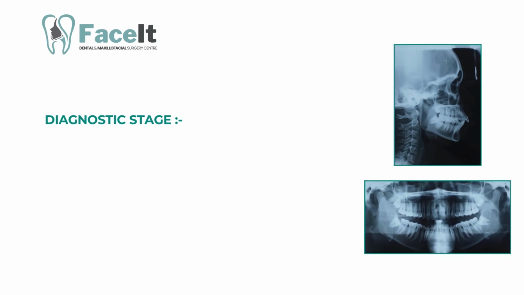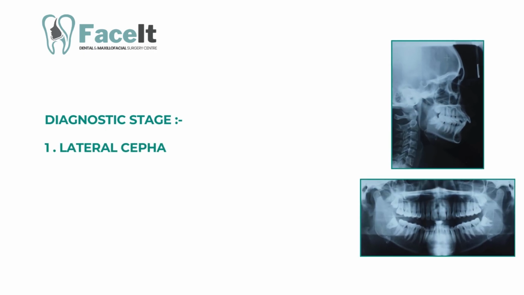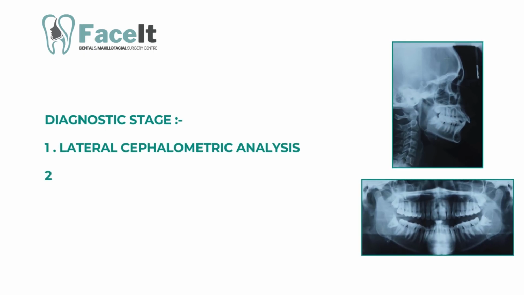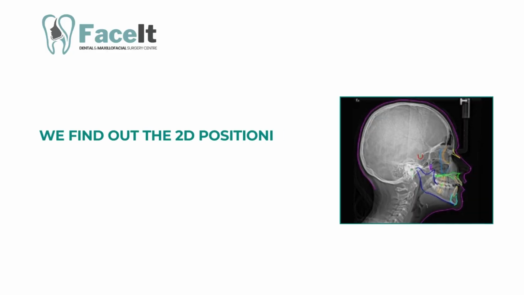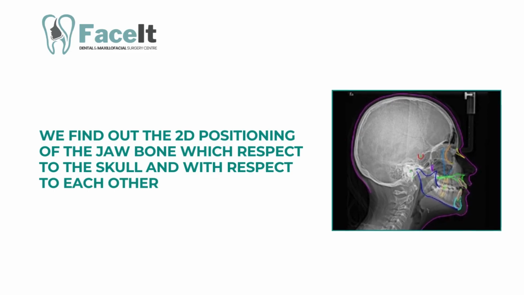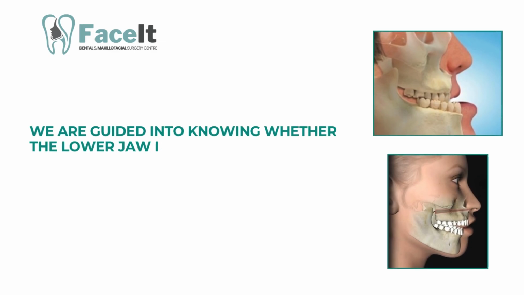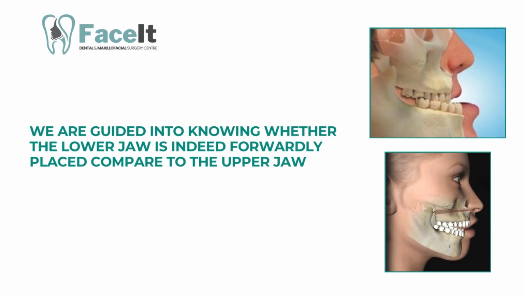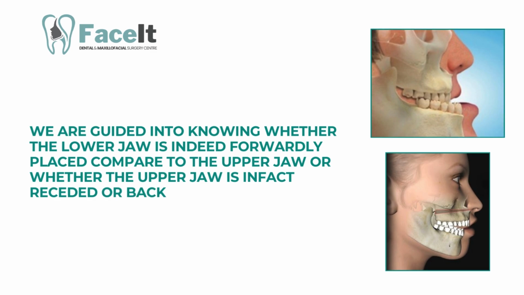At the diagnostic stage, where we are just trying to see the extent of the problem, a lateral cephalogram analysis and an OPG analysis is more than sufficient to form a treatment plan for you. In a lateral cephalogram analysis, we find out the 2D positioning of the jawbones with respect to the skull and with respect to each other. By performing this analysis, we are guided into knowing whether the lower jaw is indeed forwardly placed compared to the upper jaw, or whether the upper jaw is in fact receded or backwardly placed.